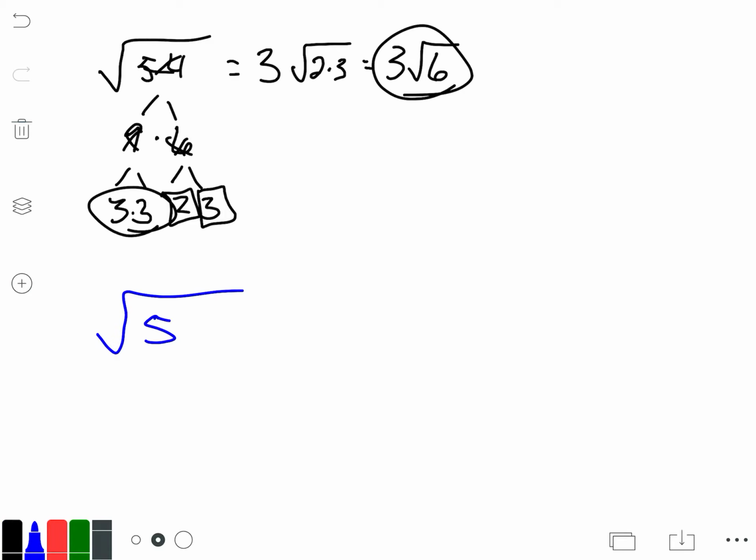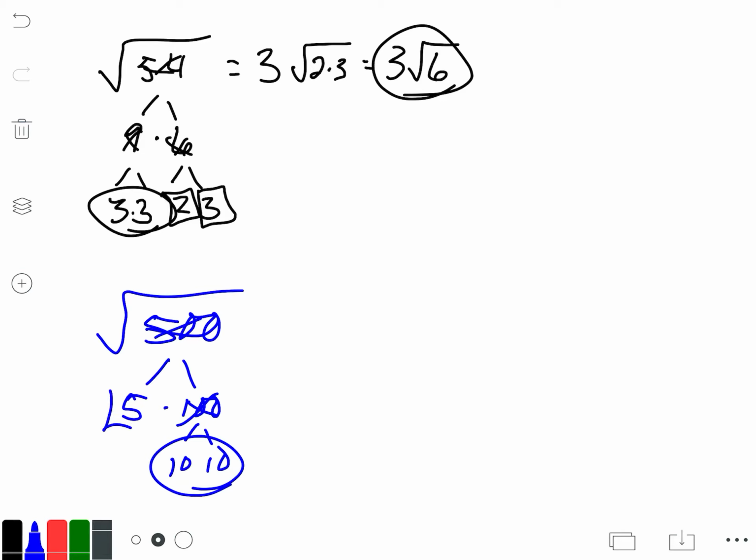Let's try another one. Let's do like 500. Oh, it's really big. Okay, so maybe you see very easily that, well, that's 5 times 100. And then 100, you see that's 10 times 10. Well, I can stop right there because that's a pair. And all I have left is a 5, and that's prime. So the 10 comes out, that's the pair up, square up, and the 5 stays in. Just like that.